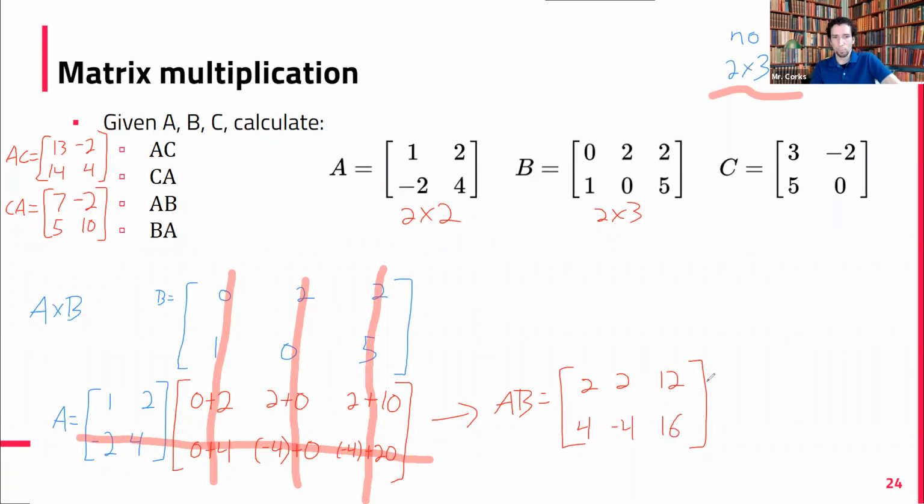4, -4, 16. Okay. What do we think? It worked or it didn't work? It did. So we can multiply, in some cases, matrices that are different sizes. It worked. So we should write this up here. A times B is equal to 2, 2, 12, and 4, -4, 16. So that's the result.